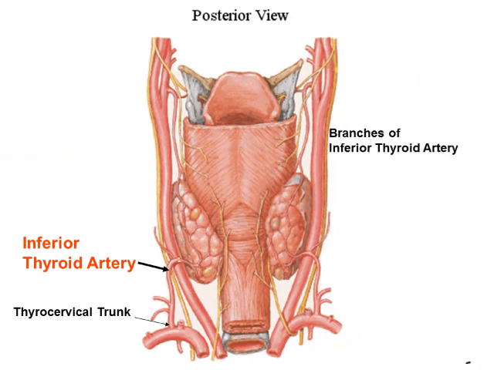Branches of the inferior thyroid artery. The first branch is called glandular branches or glandular artery, which supplies the lower two thirds of the thyroid lobe and the lower half of the isthmus.